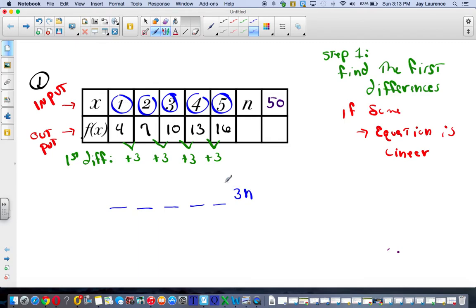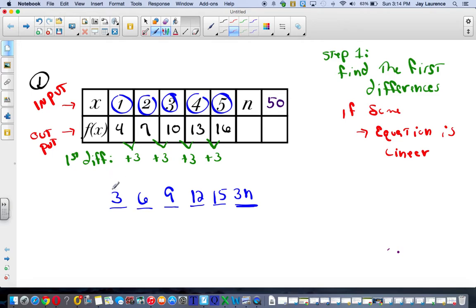So in other words, this is 3 times n, right? I'm going to do 3 times 1, and I'm going to write it there. Then I'm going to do 3 times 2 and write it there, right below the 2, see? Then 3 times 3 is 9, and 3 times 4 is 12, and 3 times 5 is 15. Now, if it matches my f of x line, I know my rule. My rule is 3n, if it matches. So I better compare.